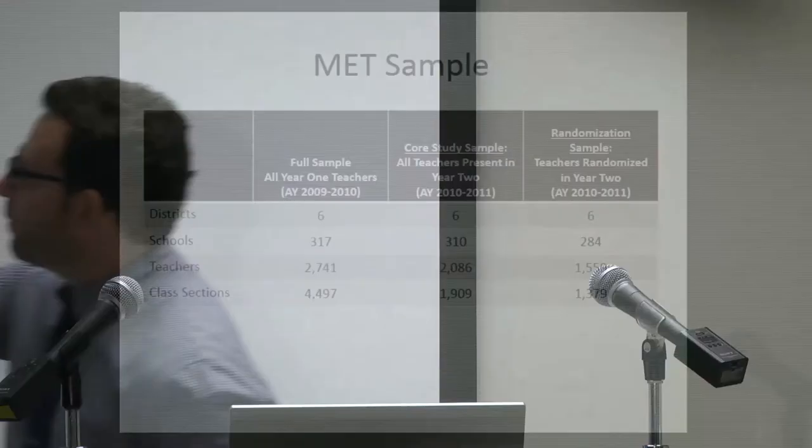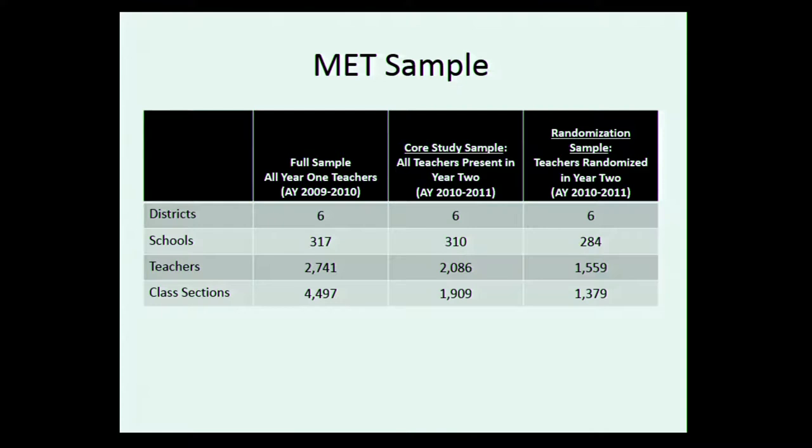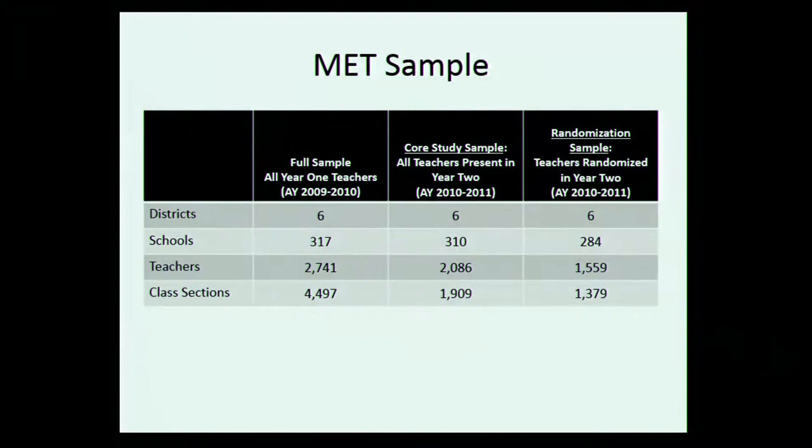So here's exactly what I've just described. In year one, we've got the full sample, and this comes from the user guide from Brian Rowan and White. I've seen some of these numbers differ, but this comes straight from the user guide. In year one we had about 45, and if someone can explain to me how we have fewer class sections than teachers, that would be great, because I can't figure it out. Maybe we can get Brian to answer that question. Anyway, we've got our six districts, about 317 schools, 2,700 teachers, and 4,500 class sections. From that, some group of teachers continued in year two, and in year two, from these 310 schools and about 2,100 teachers, you were able to construct the randomization sample.